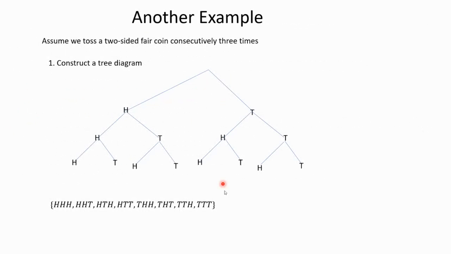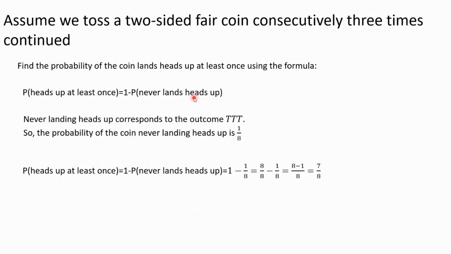Well, if we go back to the sample space, there's only one outcome, right? Where the coin never lands heads up. There's only one, all tails, so 1 out of 8. The probability of the coin never landing heads up is 1 out of 8, right? So therefore, we're just verifying the formula, at least with this example. The probability that the coin lands heads up at least once would be 1 minus 1 over 8, which by basic wonderful fractions is 7 out of 8.